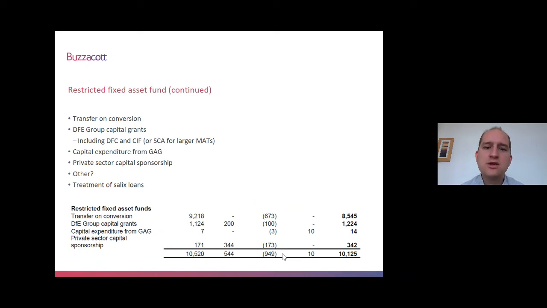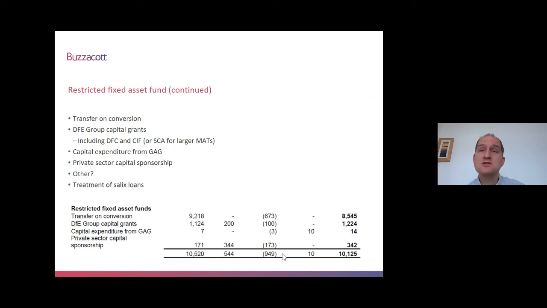So the other key thing on the restricted fixed asset fund is how it relates to the net book value of tangible fixed assets. Typically, in lots of Academy sets of accounts, the value on the fixed asset fund is exactly equal to the net book value of fixed assets in the account. So if we have 10,125 as we do here on the fixed asset fund, you might expect that on the top half of the balance sheet you have 10,125 of all of your fixed assets, your land and buildings and everything else. However, there's lots of situations where that's not the case.